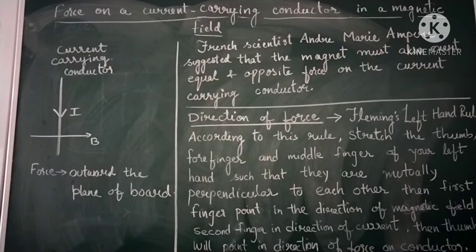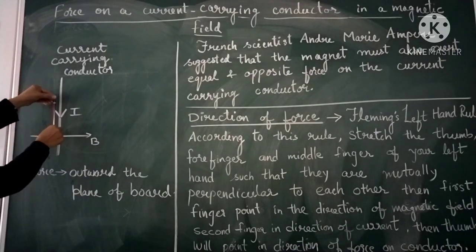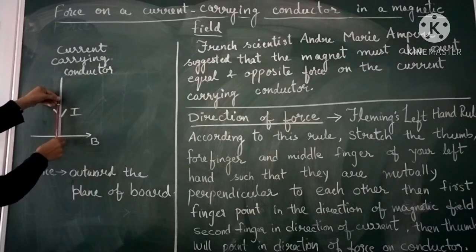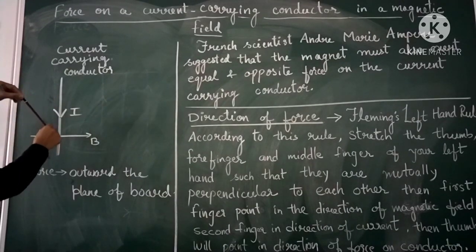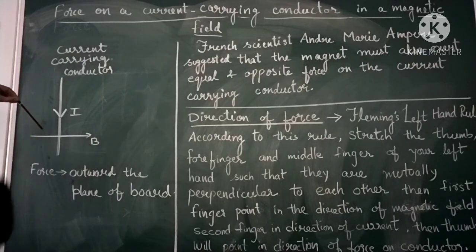So what it means is, if the conductor is kept in this particular manner, if you consider this pencil to be the conductor, then the force on this conductor will be such that it is going to lift from its position and the conductor will go out of the board. And if the direction of the current is reversed, then the force will be acting inside the board, inside the plane of the board.